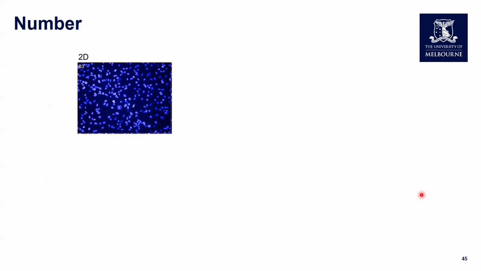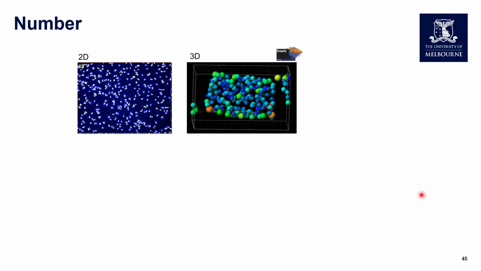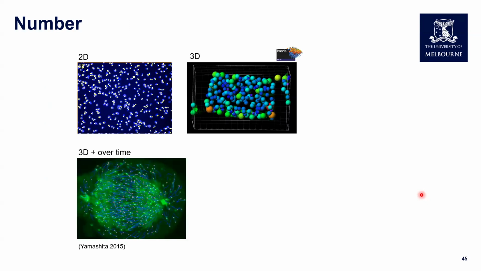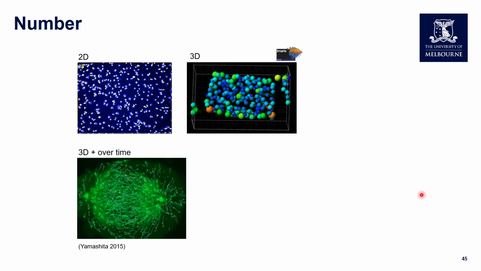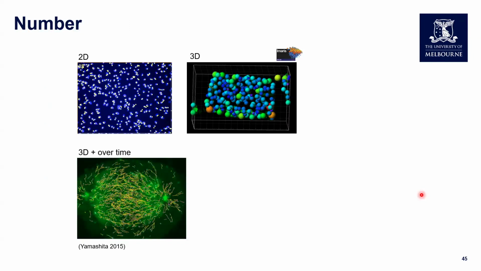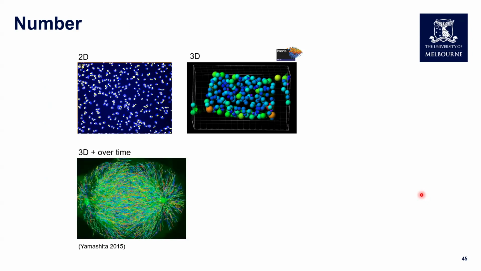The first measurement is number. This is probably the most common quantifier in bioimage analysis. When counting number, we can apply an automated detection workflow so that we don't have to count so many objects manually. Automatic detection becomes more powerful when it comes to counting objects in 3D or even over time. As you can see, there are so many objects we need to count, so we definitely want to do it in an automatic way.